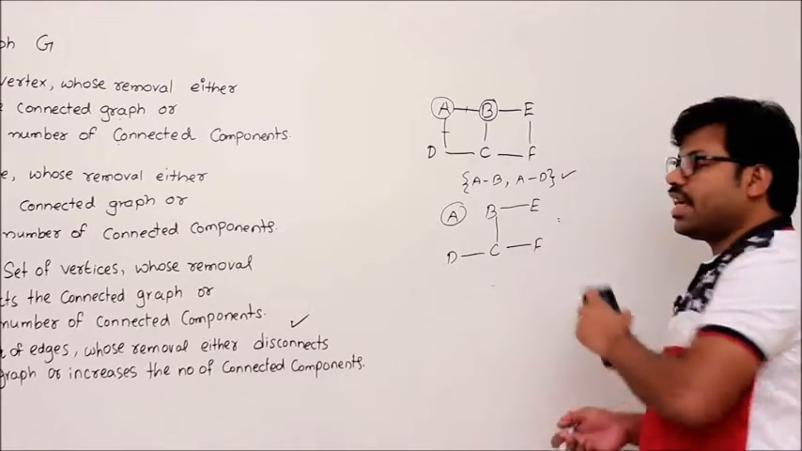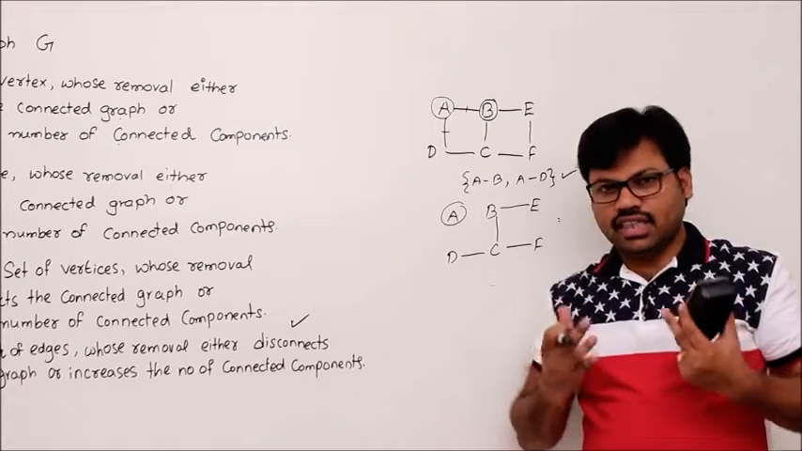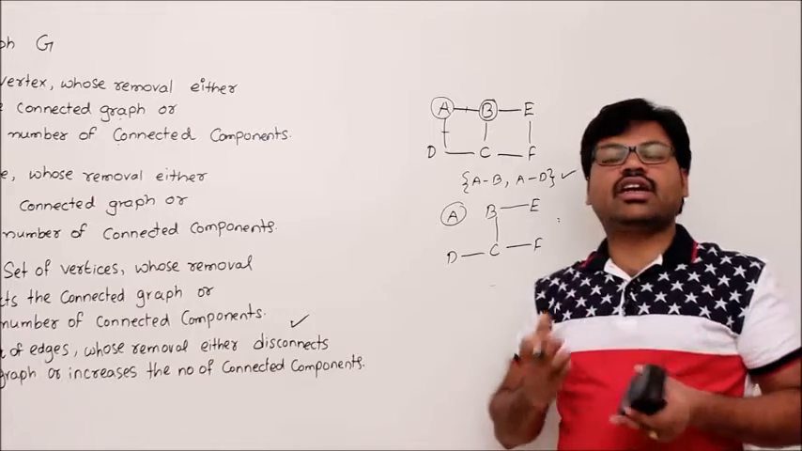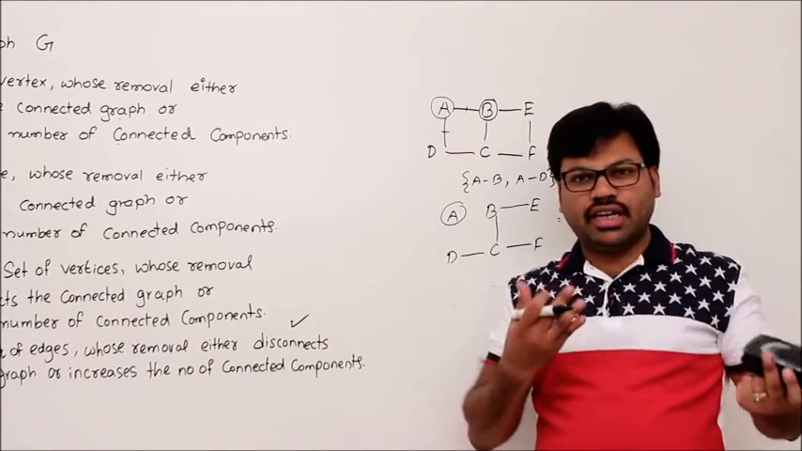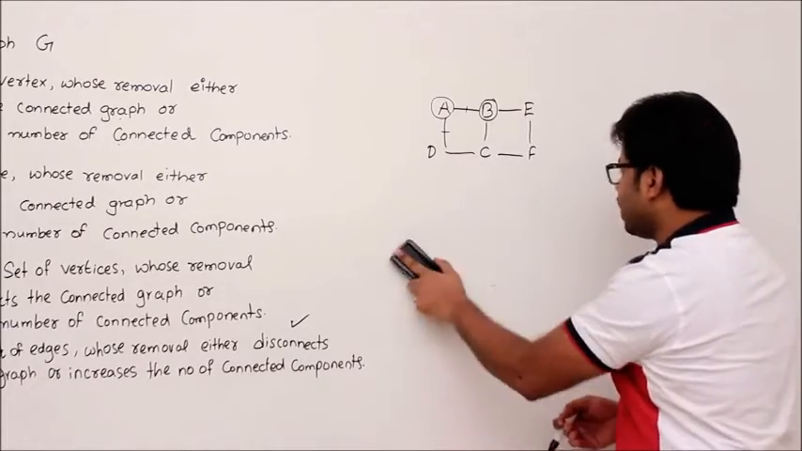But that is not the case with cut vertex set. Why? Because for a cut vertex set, if you add some more vertices, the number of connected components may not increase, and otherwise the graph will suddenly become connected. I will tell you an example. It's better to understand it with an example.